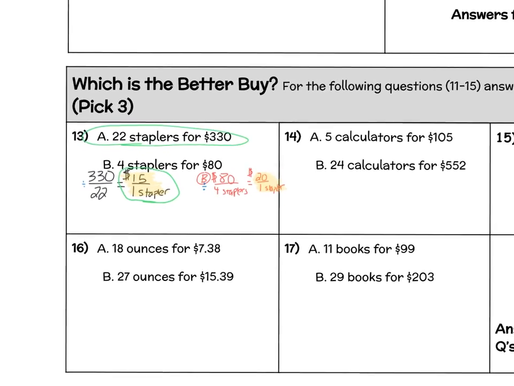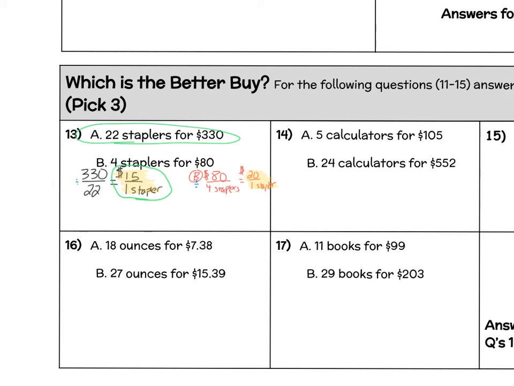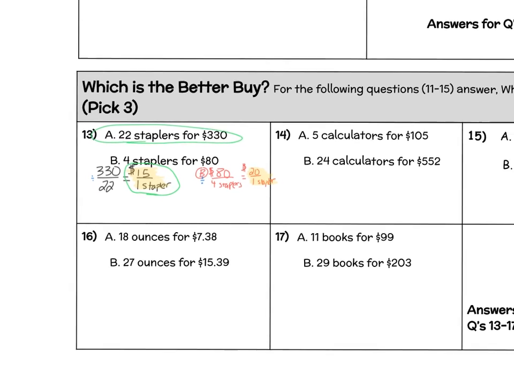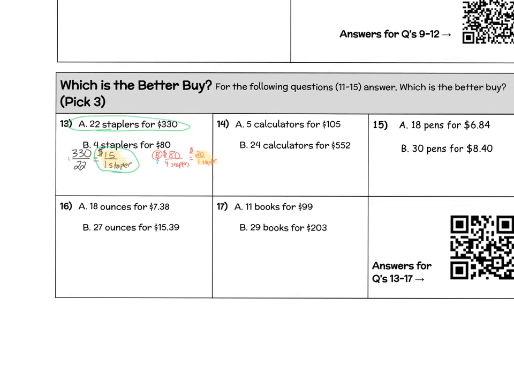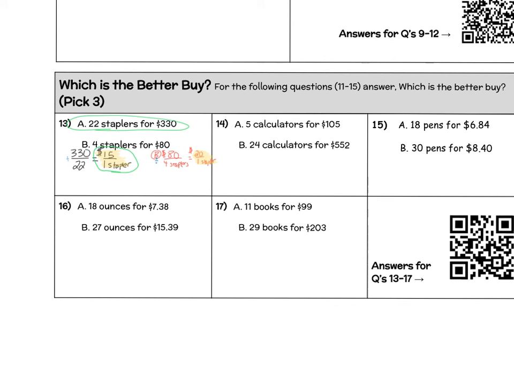All right, so that's the process I want you to go through for 14, 15, 16, and 17. A and B, put your money on top, and whatever the other unit is on the bottom, you're going to divide and then figure out which one is the cheaper price. Go ahead and submit that when you're completed with it, and I look forward to seeing your answers.